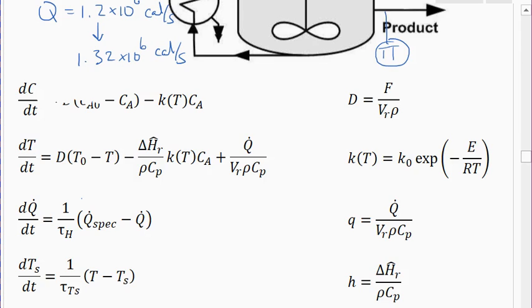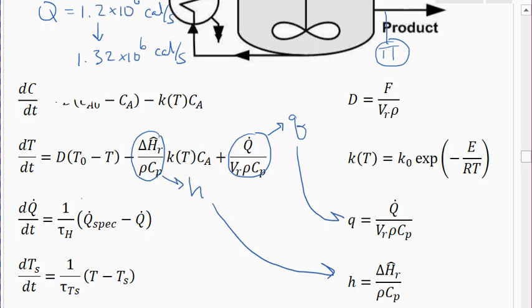Now also don't forget that for simplification, I've made the dilution rate D equal to the mass flow rate F, divided by the volume of the reactor times the density. I've captured the Arrhenius dependence of the reaction rate constant just through this k of T, which is equal to k0 e to the minus E over RT. And for simplicity's sake, I'm going to replace this term with a constant little q, and this term with a constant little h, which are illustrated by these terms here.